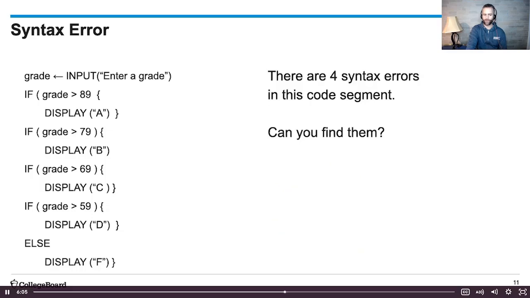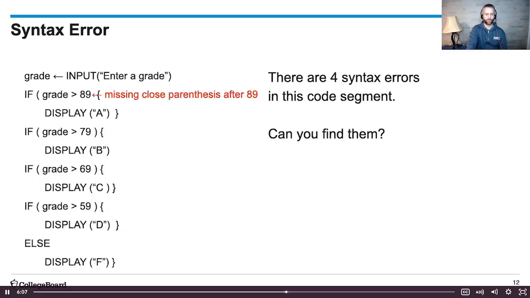All right, were you able to find them? So there's one, missing the close parenthesis after 89. So notice I have if, open parenthesis, grade greater than 89, but then I don't have a close parenthesis. All right, what about the next one? Missing the close curly brace. So on that if, grade greater than 79 should have a closed curly brace after the display B.